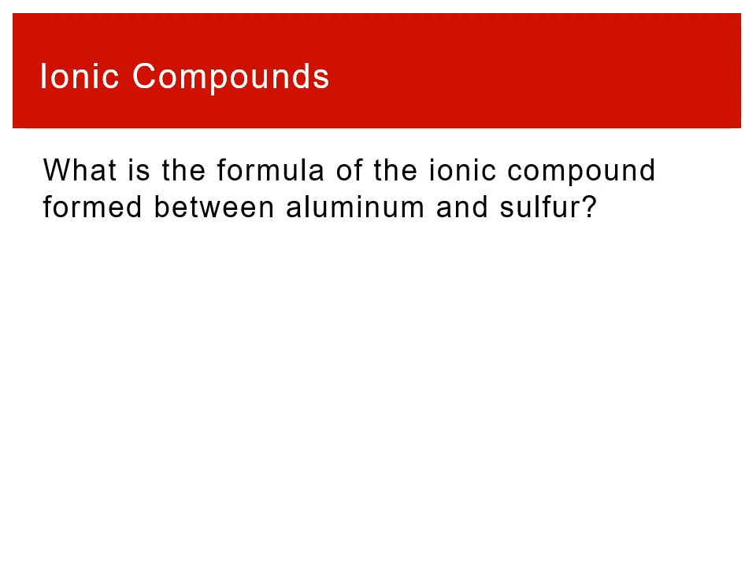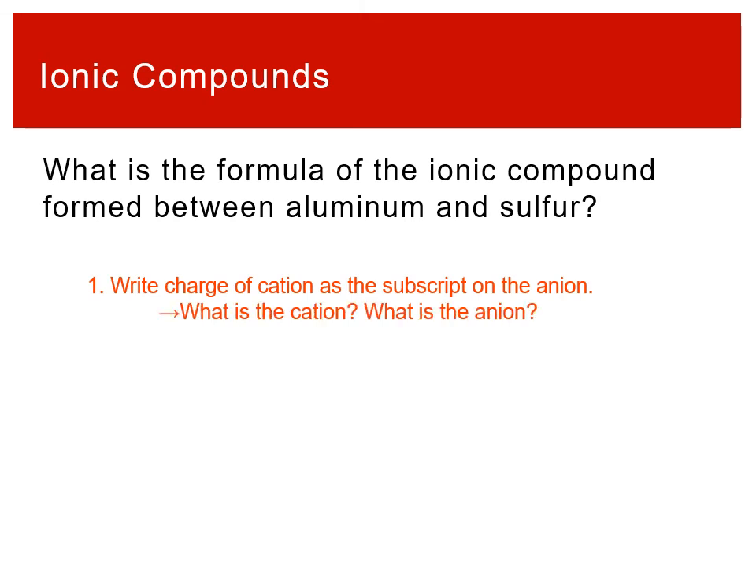Okay, so we want to move this a little forward, complicate it a little bit. What is the formula of the ionic compound formed between aluminum and sulfur? So we know we're still looking at ionic compound formulas, so we still want to do the crossover method. Write the charge of the cation as the subscript on the anion. But here we've reached a bit of an issue. What's the cation and what's the anion? Previously, we've always had the charges given to us, and now we don't. But we do know what the atoms contained in the compound are going to be.